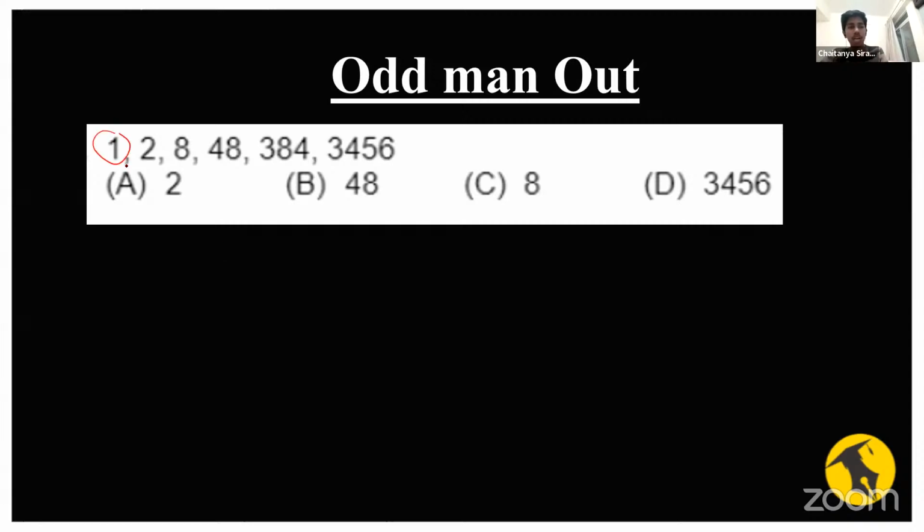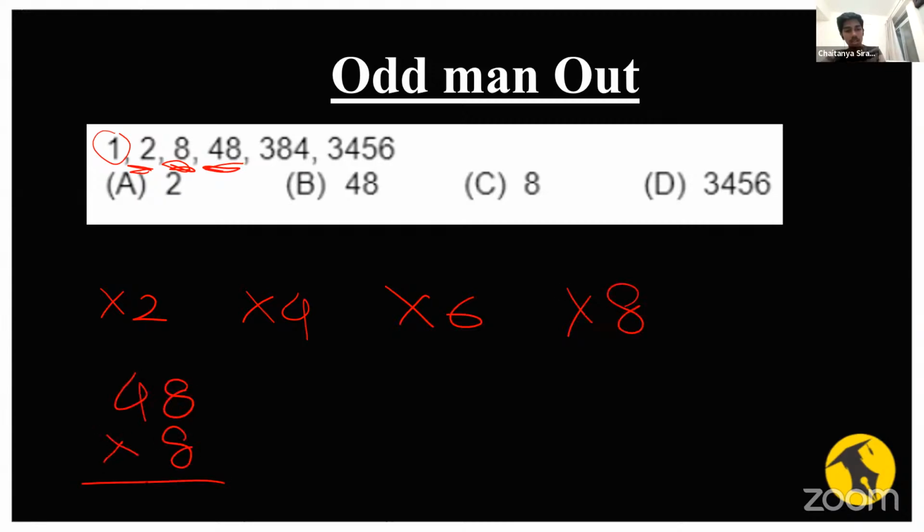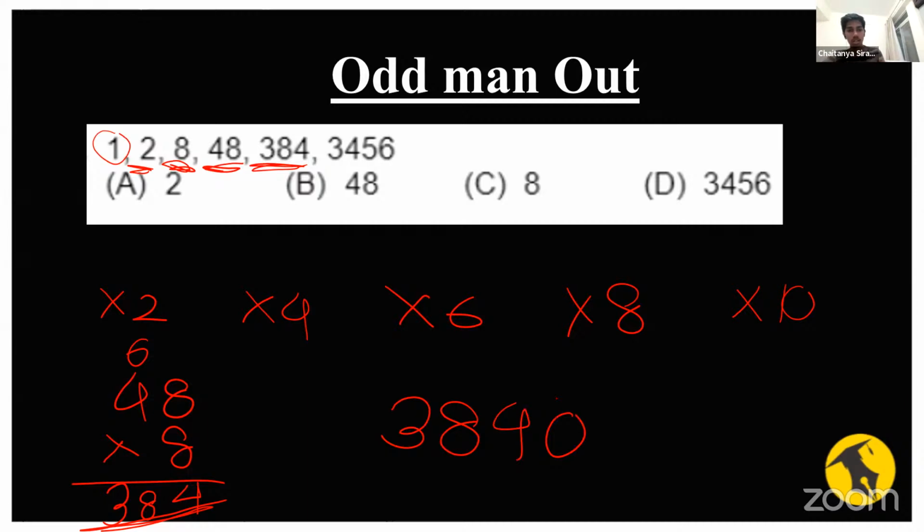So I have 1 into 2, I can get 2. Then again into 4, I'll get 8. 4 into 6, I get 48. So the next term should be into 8. I'll check 48 into 8. 8 8s are 64, 6 carry 32. Yeah, 384. Correct answer. So this one is correct. Now it should be into 10. So if it is 10, it should be 3840.